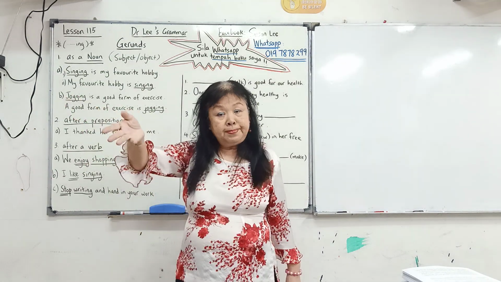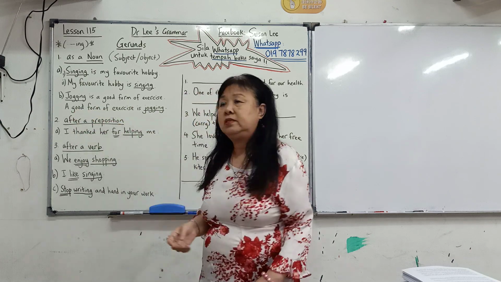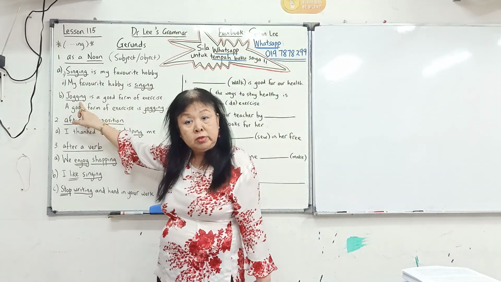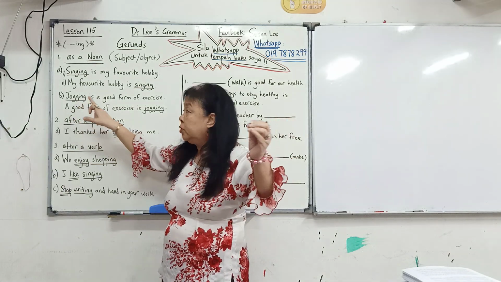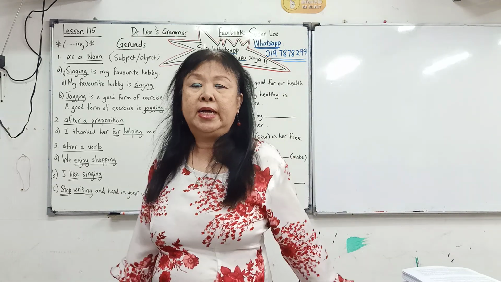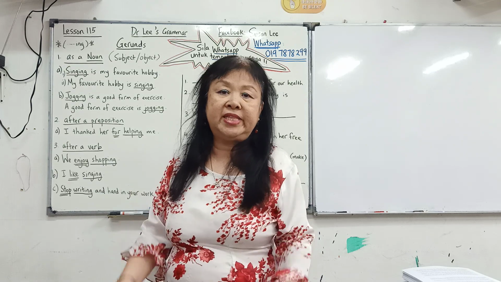B, second example, you can say jogging is a good form of exercise, or a good form of exercise is jogging. It's still the same. Here jogging is used as a noun, an activity in the beginning of a sentence, whereas here jogging is used as the object, at the end of a sentence, but it's still used as a noun, as an activity.